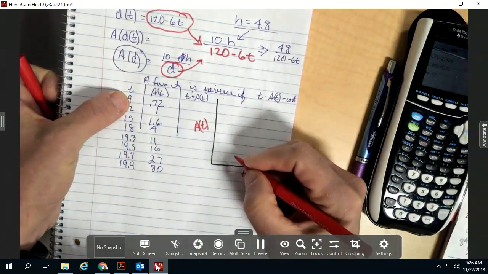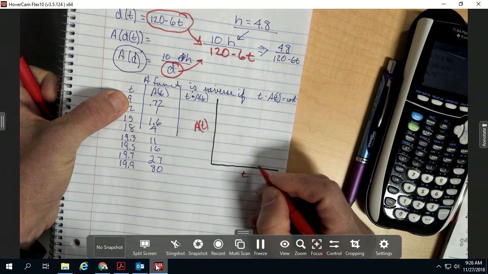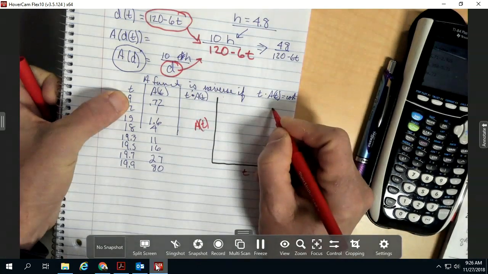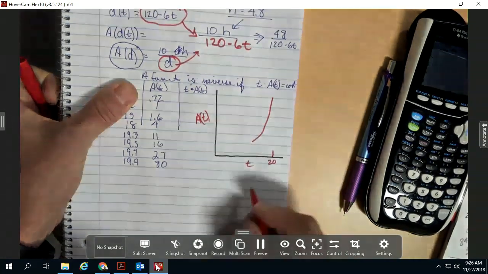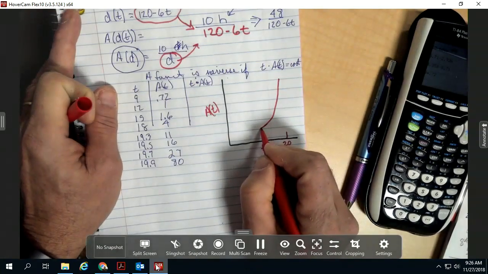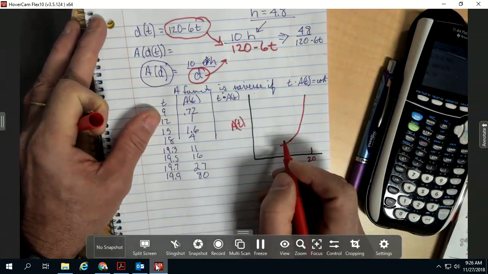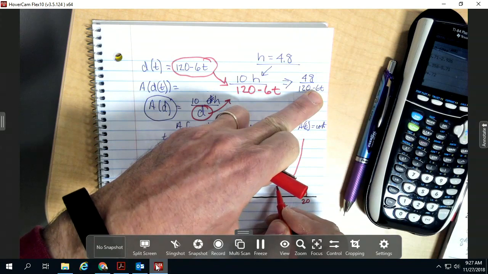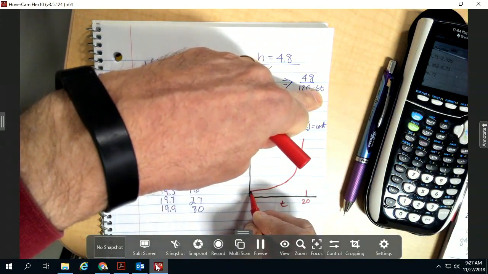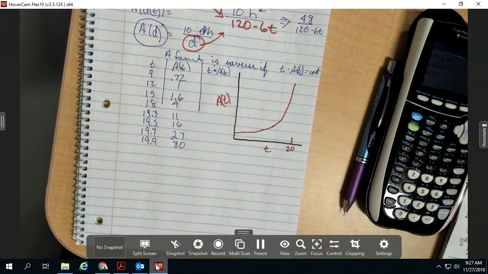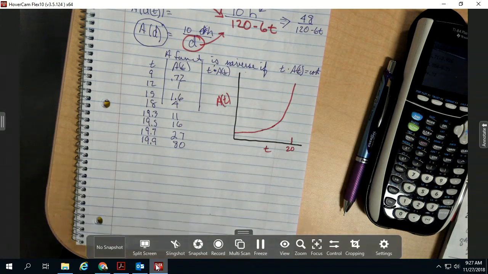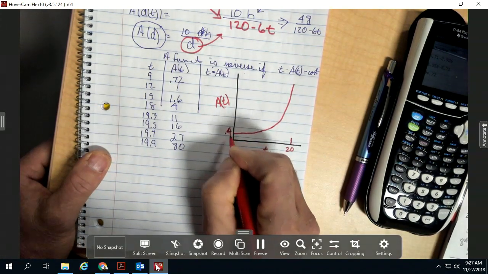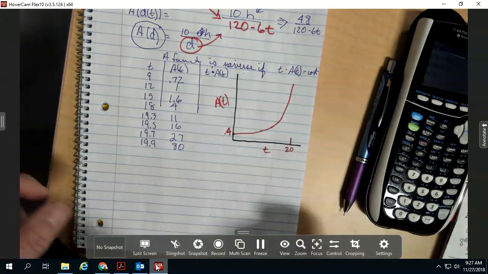And as we get closer to 20, our function gets to be infinity. I forgot what it was at 0. Let's see, 48 divided by 120. I don't know what that is. It's not very tall though. About a third. It's 0.4. So at 0, it goes through 0.4.